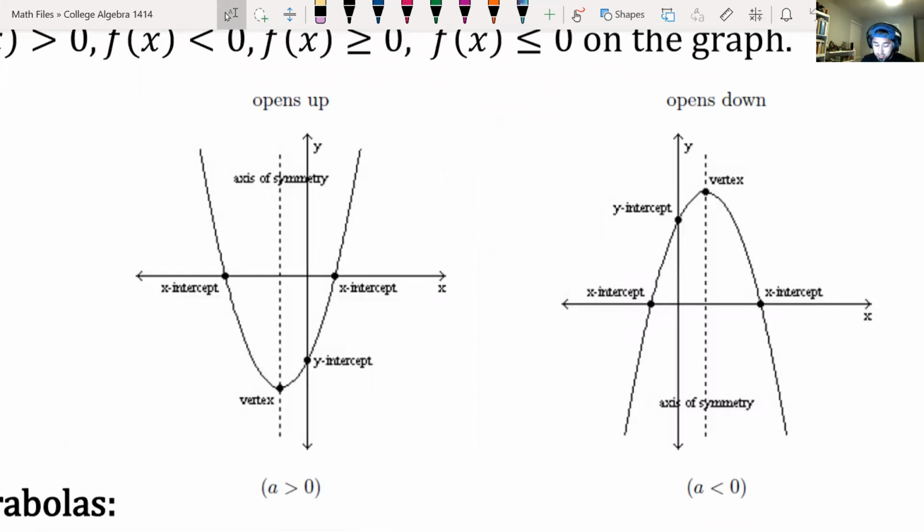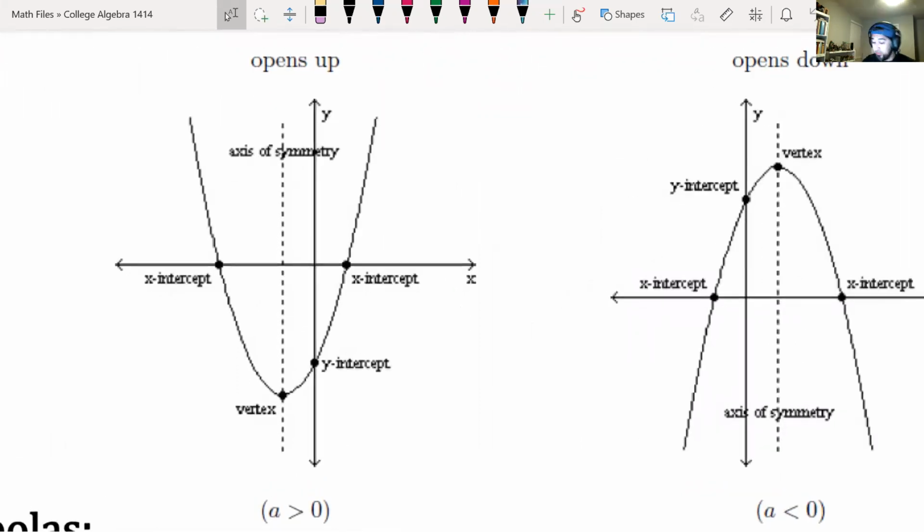So if a quadratic function's leading coefficient is positive, which you see right here, then your parabola will open up. The graph of a quadratic function is called a parabola. It will open up, and there are some key points on this parabola. You have a vertex, which is the main point of the parabola, and then you'll have a y-intercept.